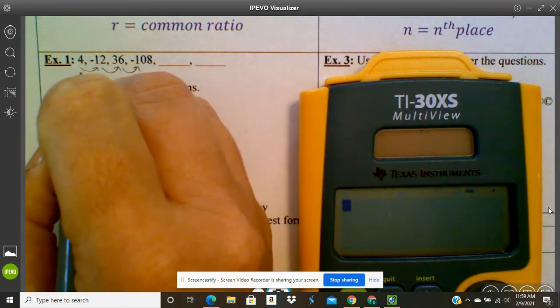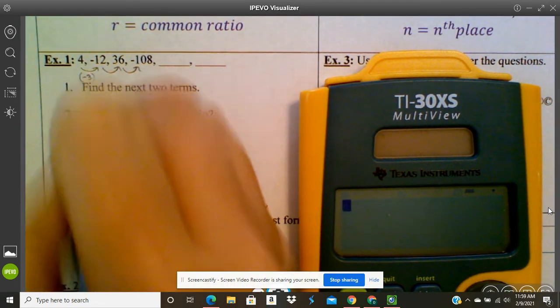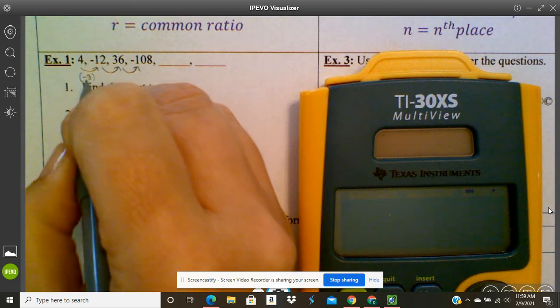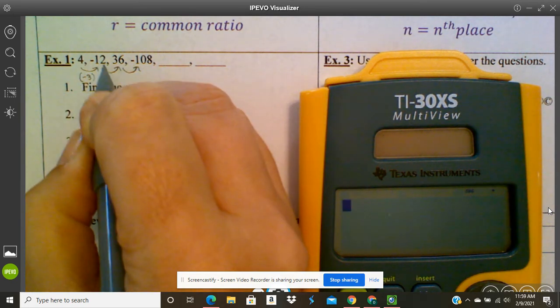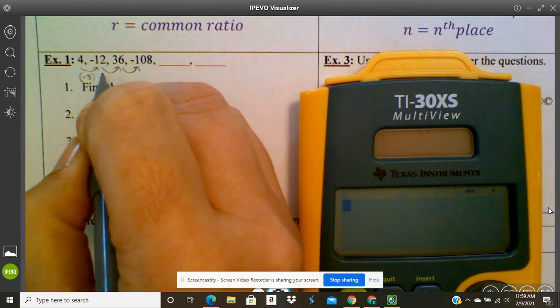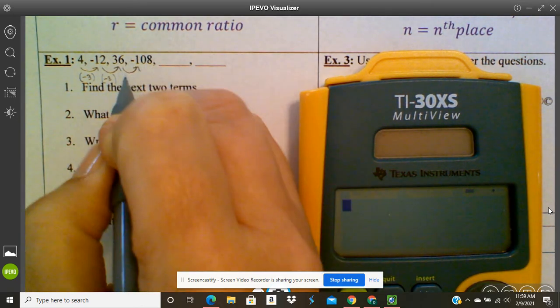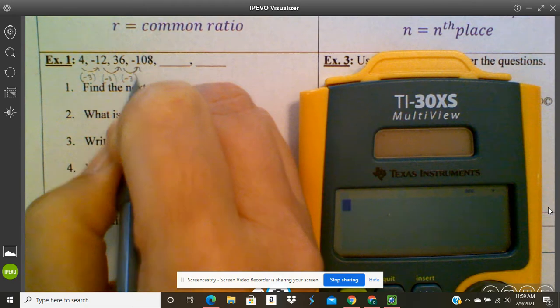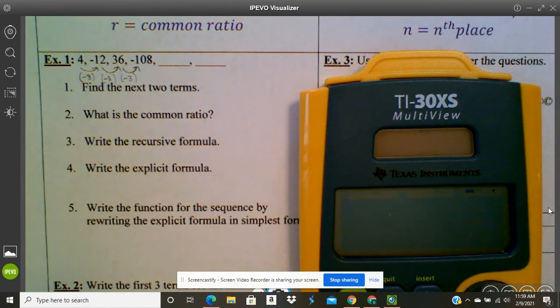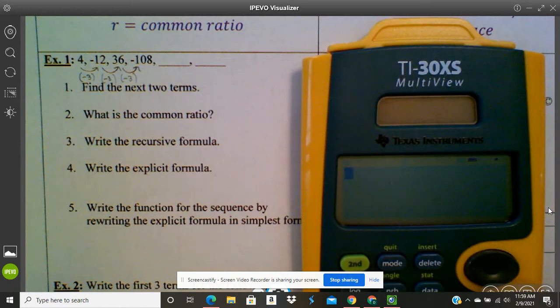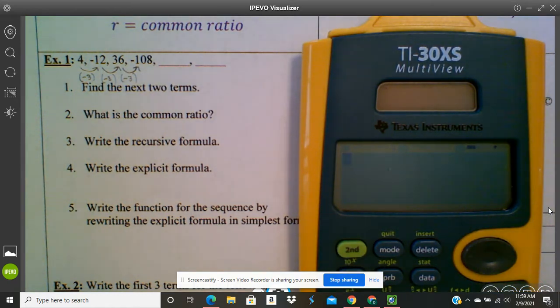Well, here it looks like we multiply by -3, because 4 times -3 is -12. How does -12 become 36? Well, again, we multiply by -3. And I bet if we multiply by -3, we would find that 36 becomes -108. So that appears to be our step. That's how we get from one term to the next.